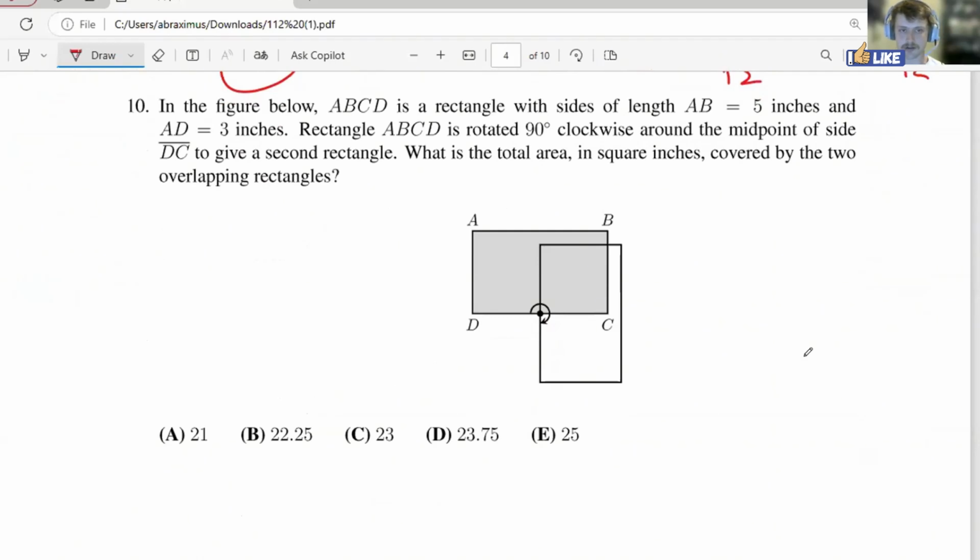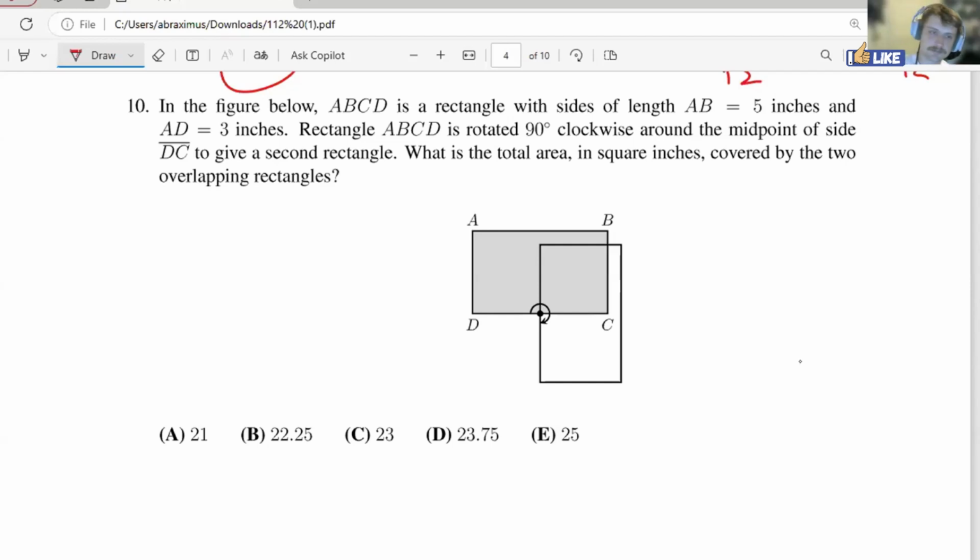So in the figure below, ABCD is a rectangle with sides of length AB equals 5 inches and AD equals 3 inches. Rectangle ABCD is rotated 90 degrees clockwise around the midpoint of side DC to give a second rectangle. What is the total area in square inches covered by the two overlapping rectangles?